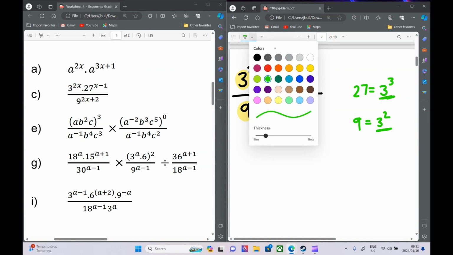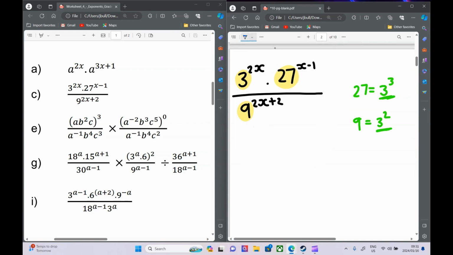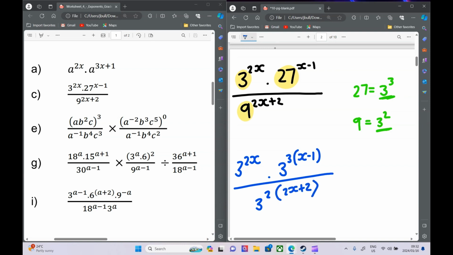So let's replace those numbers then. I have 3 to the 2x, that's going to stay the same, times, instead of 27, I'm going to say 3 to the 3. And now just be careful, everything that was in the exponent has to be in brackets. And at the bottom, instead of 9, I'm going to say 3 to the 2. And again, I'm going to put everything else in brackets. I know it doesn't seem like we've made it easier yet, but we are getting there.